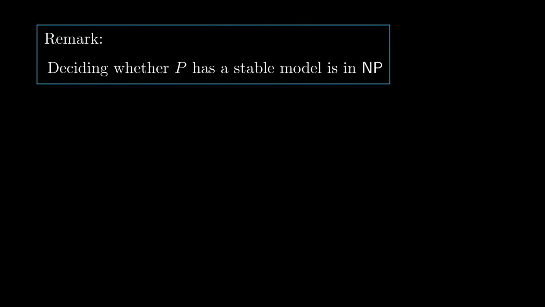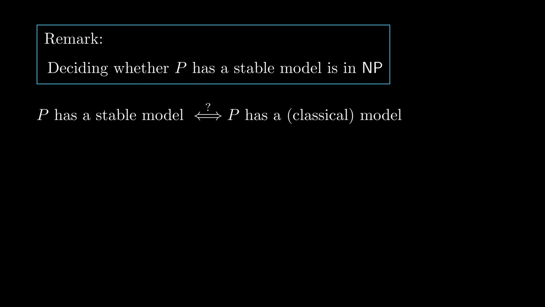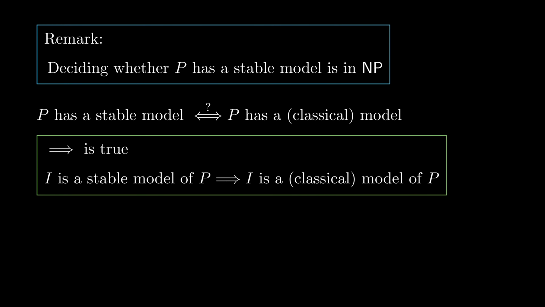But is it also NP hard? Maybe we can easily argue that it is the same as satisfiability under the classical semantics. Let's see. Well, surely, if there exists a stable model, then there exists a classical model, because every stable model is a classical model. The converse, however, is not true.